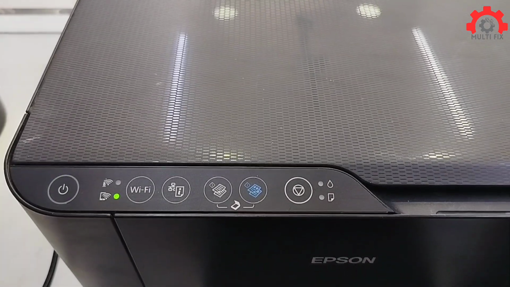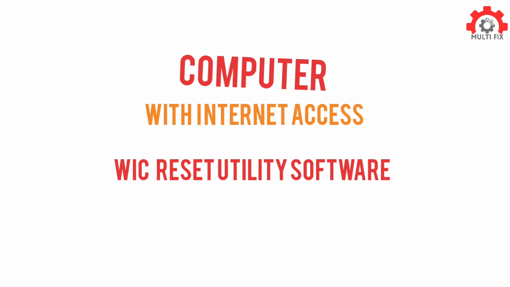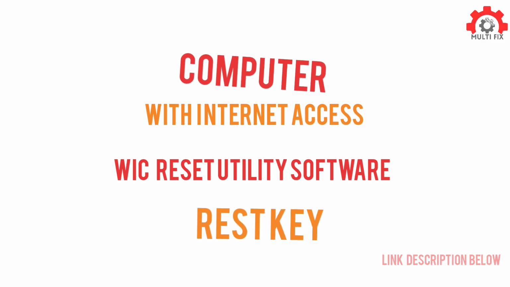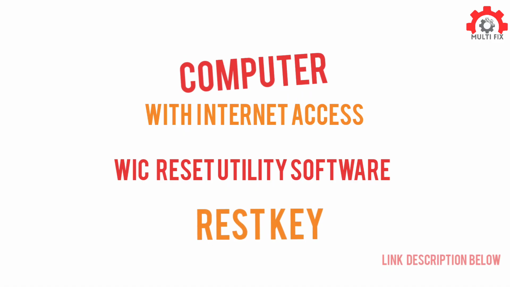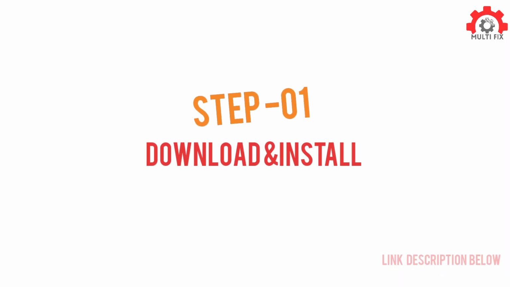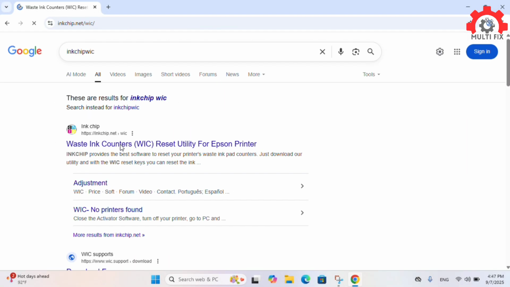For this process, you'll need a computer with internet access, the WIC Reset utility software, a reset key. I'll be using one provided by Inkship for this tutorial. Step 1. Download and install. First, download and install the WIC Reset utility from the official website.